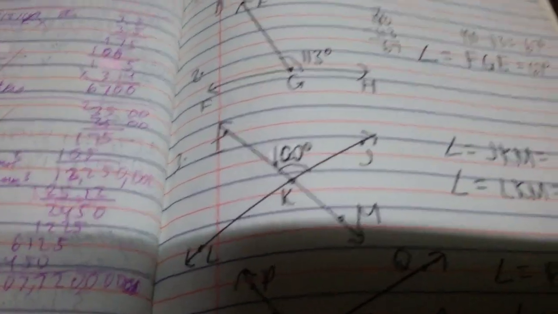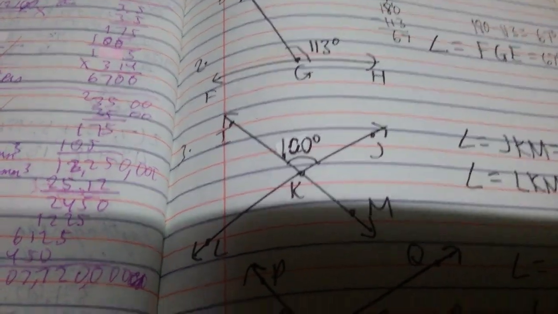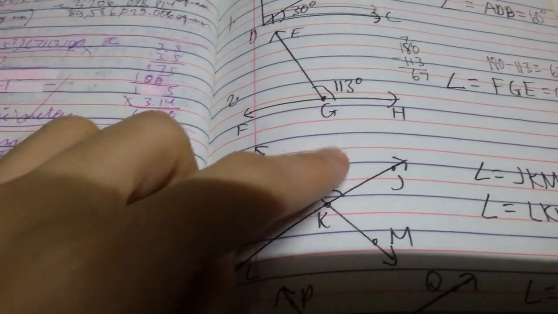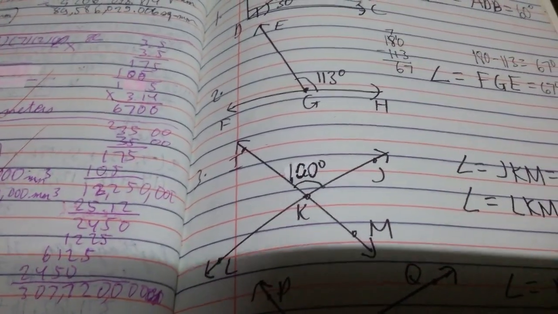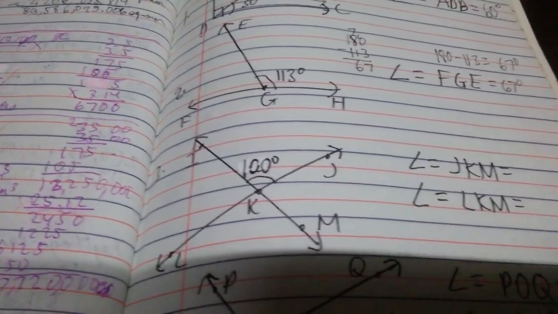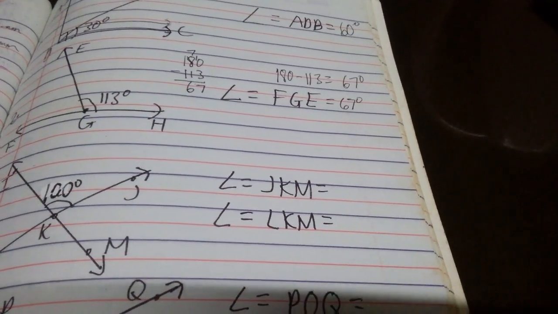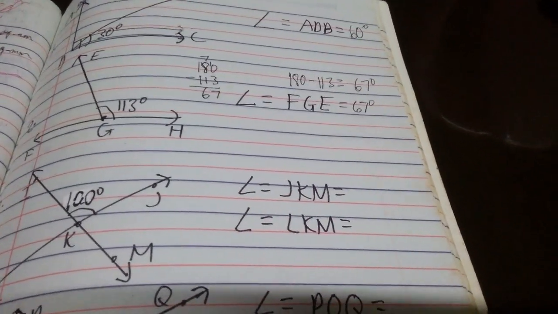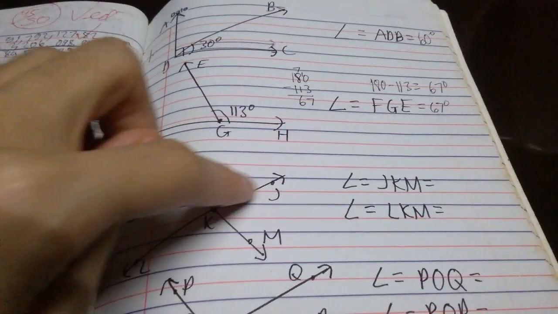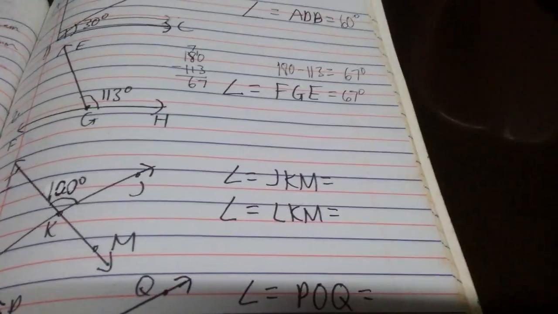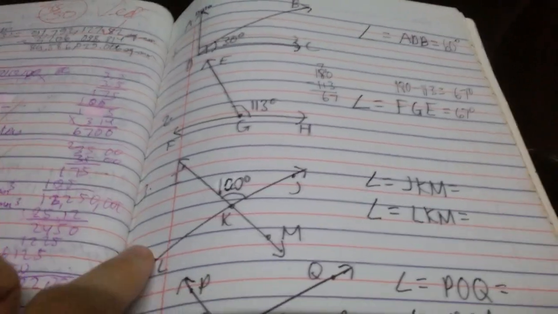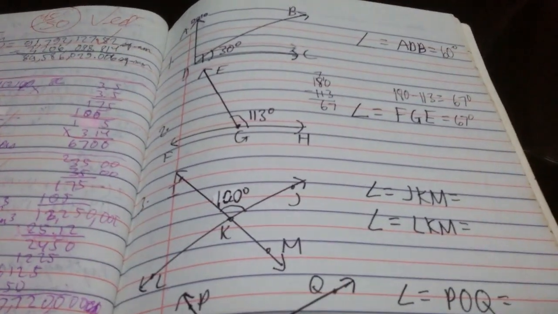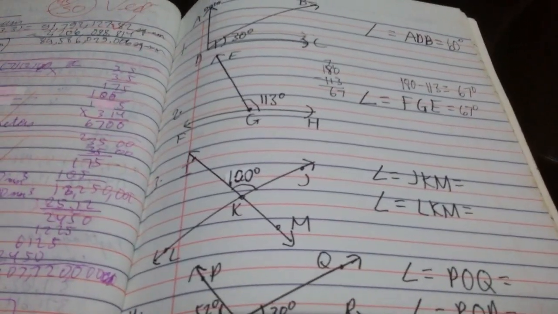By definition, vertical angles mean that if one side has this measure, then the opposite side must also be the same measure. Now, here's the problem. We need to look for the measure of angle JKM, which is this one, and angle LKM, which is this one. All right? Now let's get started.